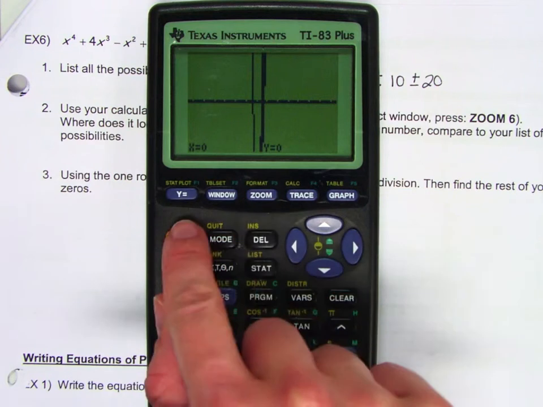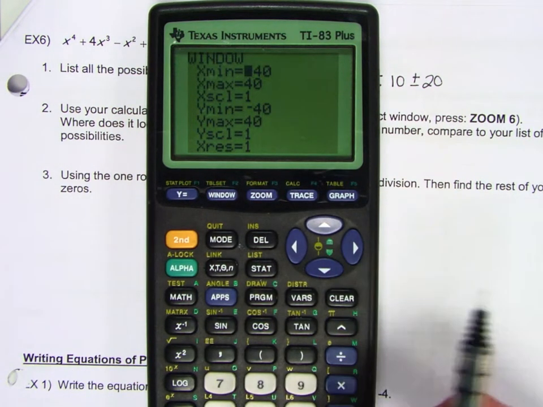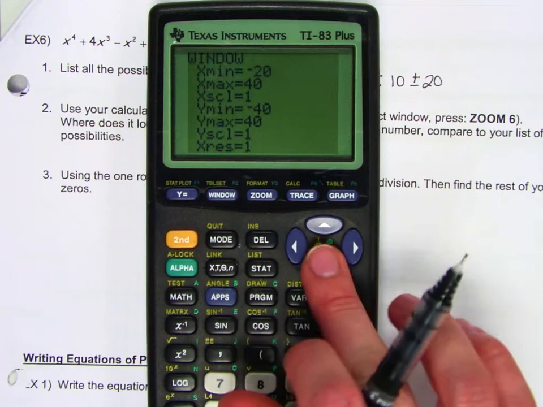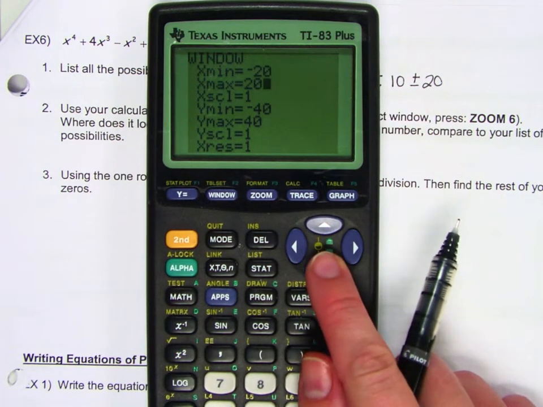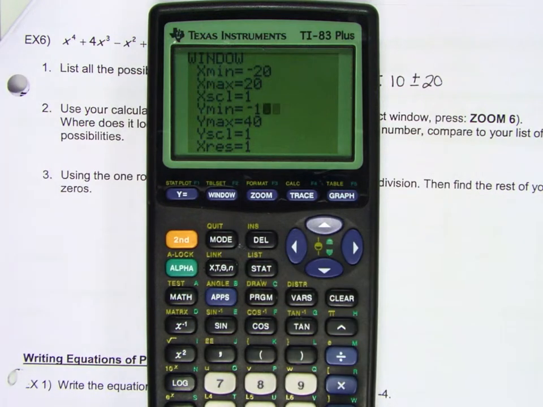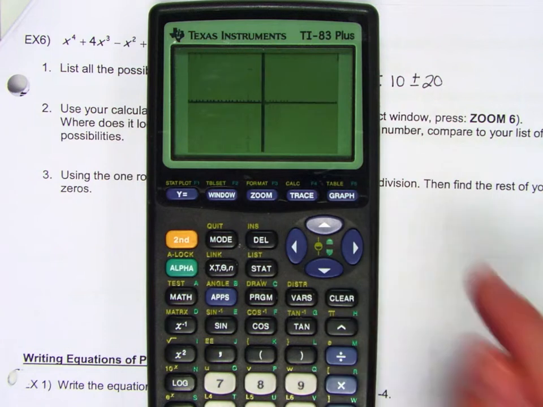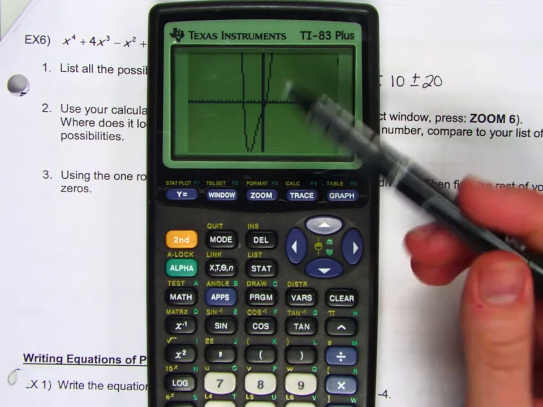So let's change the window on this. Let's say the x maximum, it didn't look like it went too far left and right. So let's change that to negative 20 and positive 20. And then let's change the y minimum values to maybe negative 100 and positive 100. Ah, there it is. There's the little bobble.